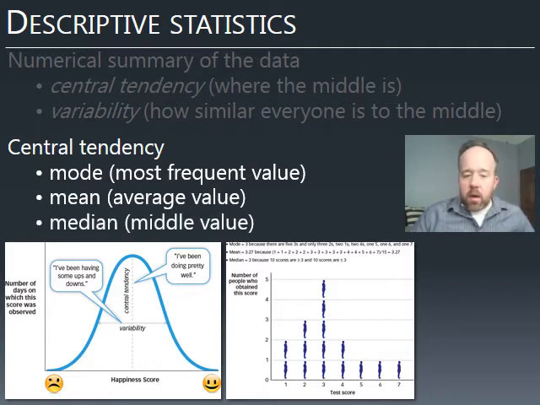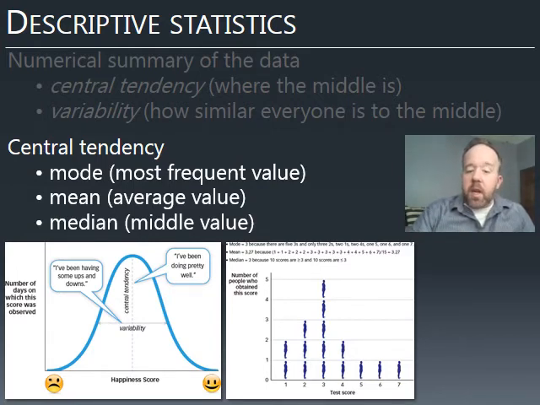Then you have the median, which is, if you put all the values in order, the one in the middle. So it can be a little biased by extreme values, but not nearly as much as the mean is. The mode isn't biased by extreme values at all. It just picks the most frequent one. So the median is also a common way of describing where that middle is, where that central tendency is.